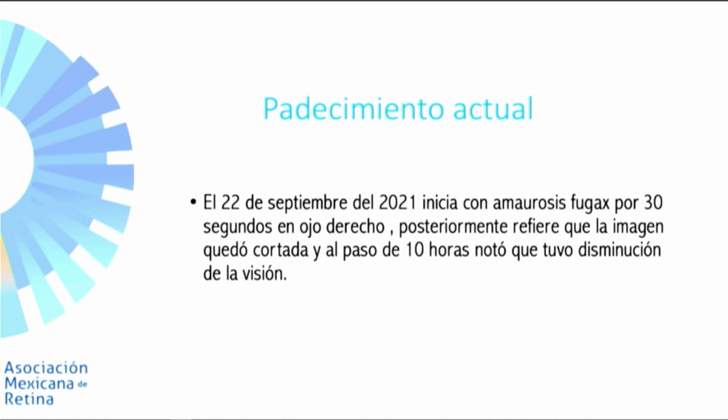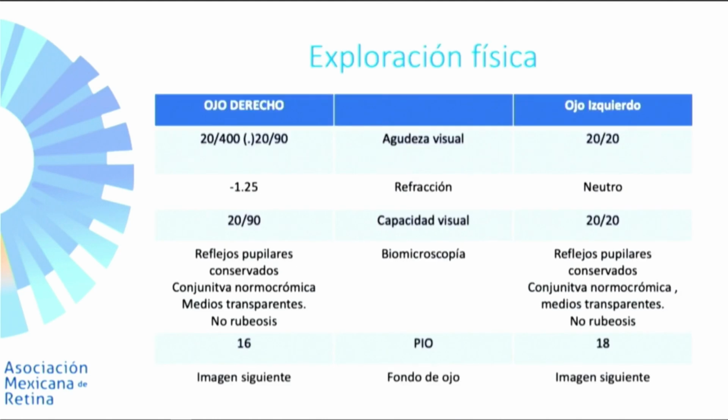She's been recently diagnosed with hypertension. She started her systemic treatment. The rest is not that important in connection to her history. On September 22, she started having amaurosis fugax on her right eye for 30 seconds. A few hours later, she had decreased eyesight on the right eye.